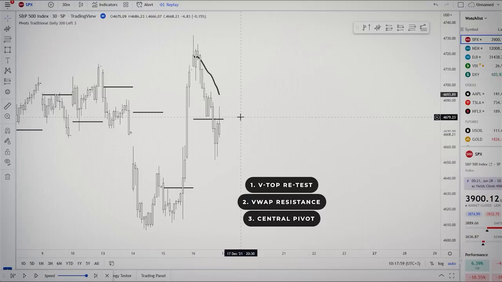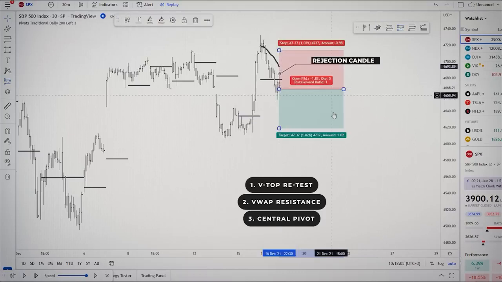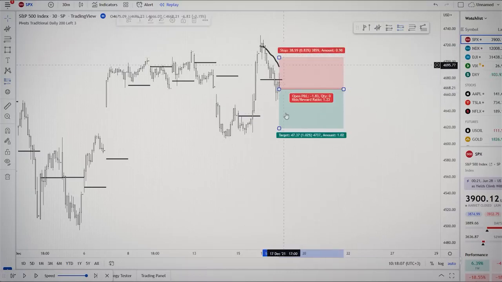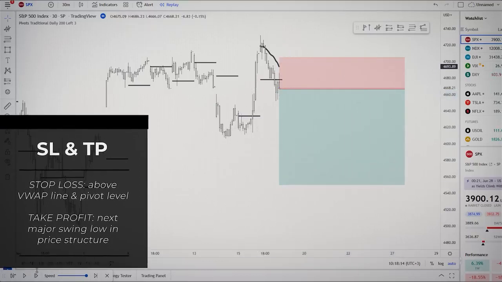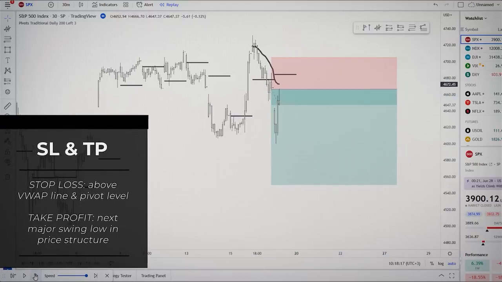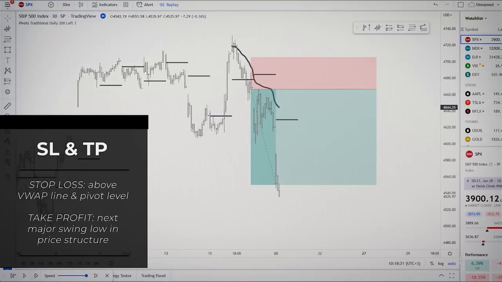We also see a pin bar candlestick with a long wick rejecting the value area, and this is the signal to sell. Stop loss above the VWAP line. Take profit as usual, either at a major swing in the price structure, or you set a fixed risk to reward ratio.